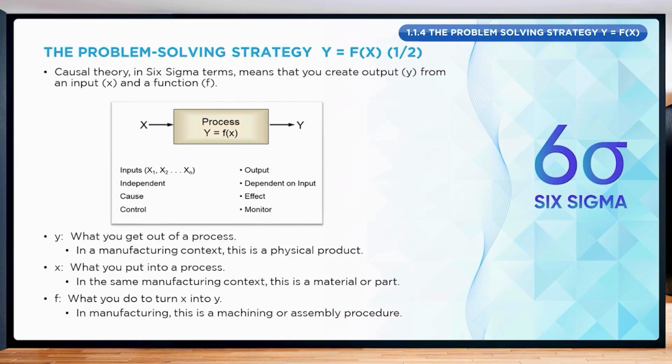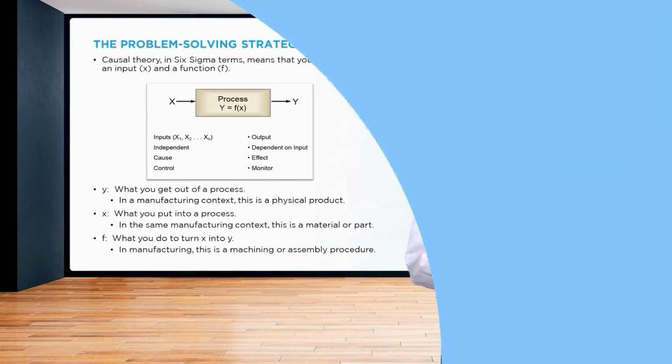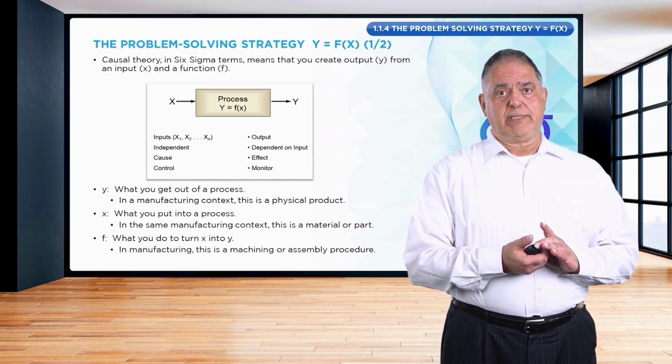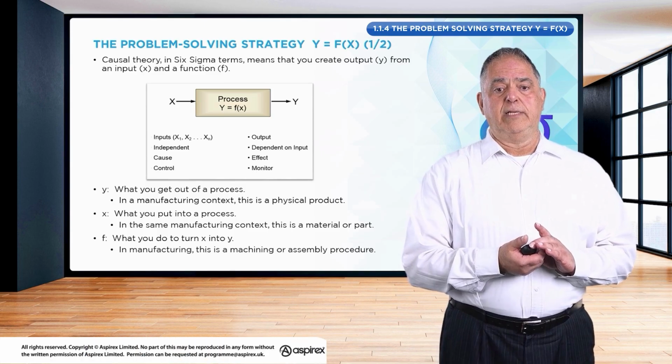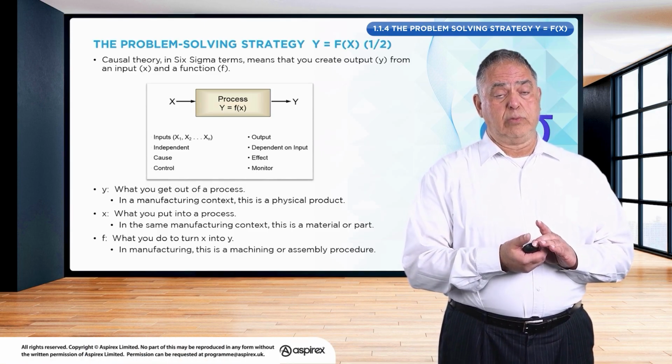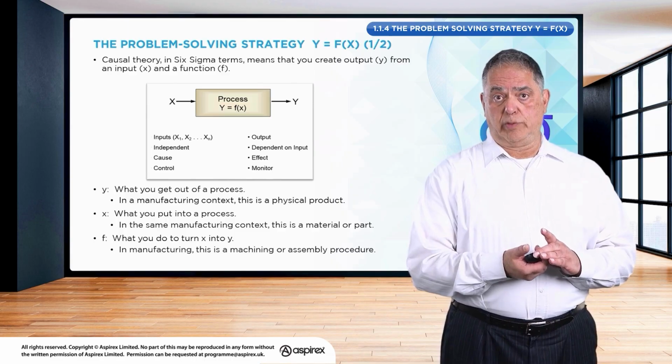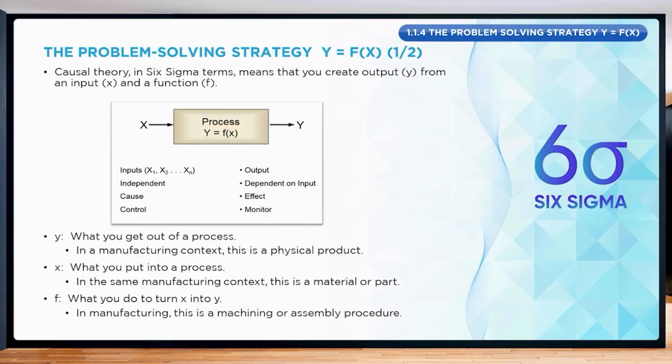Process outputs come under different terms. We can call them outputs. These are dependent variables, which means that the output depends on the process inputs. It is known as an effect, like cause and effect, and we can monitor, we can measure, but we cannot control the process outputs. We can have an explanation about the three letters associated with the problem-solving strategy.